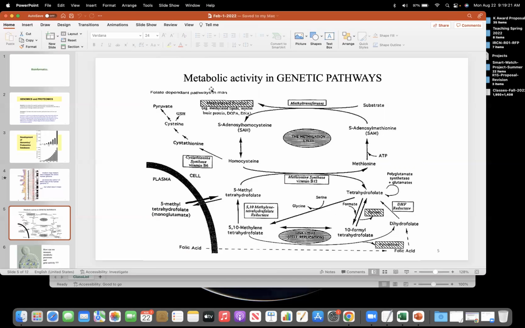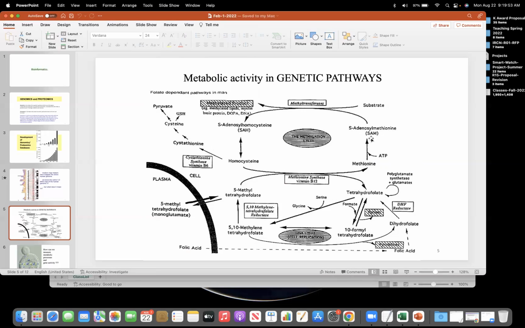So there are n number of these pathways which occur inside the cell, right? So this is a folate dependent pathway, and as you can see, this is just one pathway. You can have like 100 different pathways which are regulated inside the cell. And in just one pathway, you can see that there are so many proteins and metabolites which play some role in the regulation of this folate pathway, right?